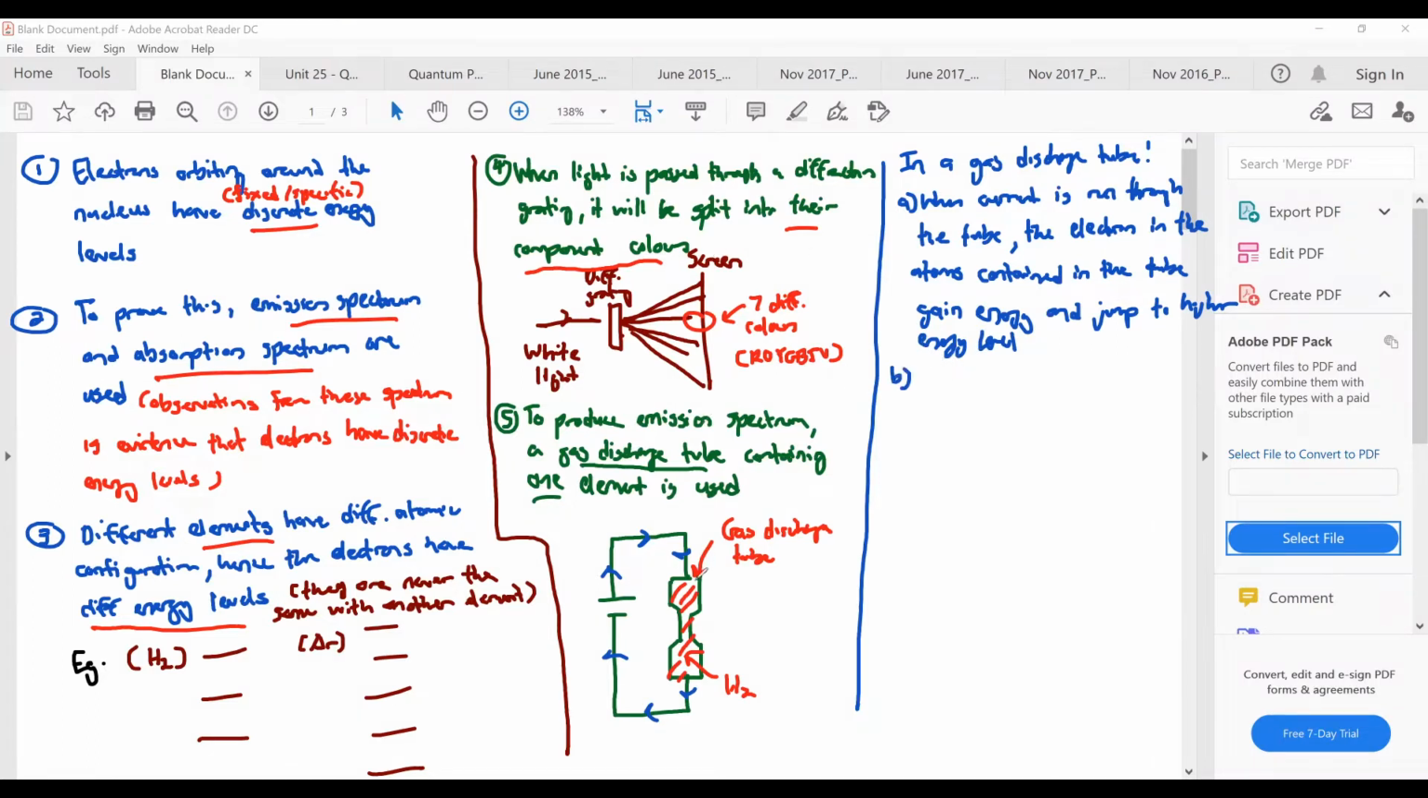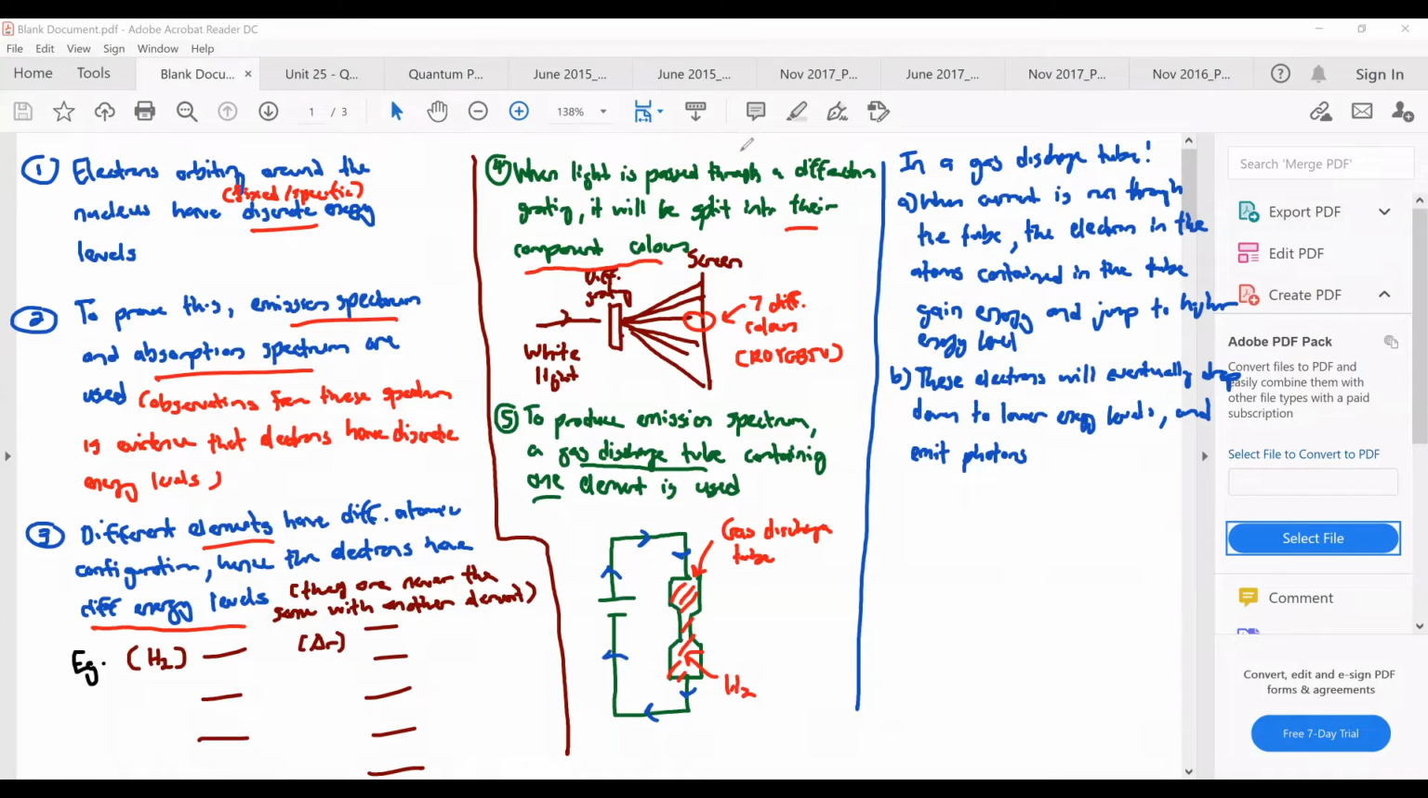Okay, so in this case here, as I mentioned to you, when your electrons jump to a higher energy level, they will not stay there for long. They will jump back to a lower energy level. So what you can say here is that these electrons will eventually drop down to lower energy levels and emit photons.